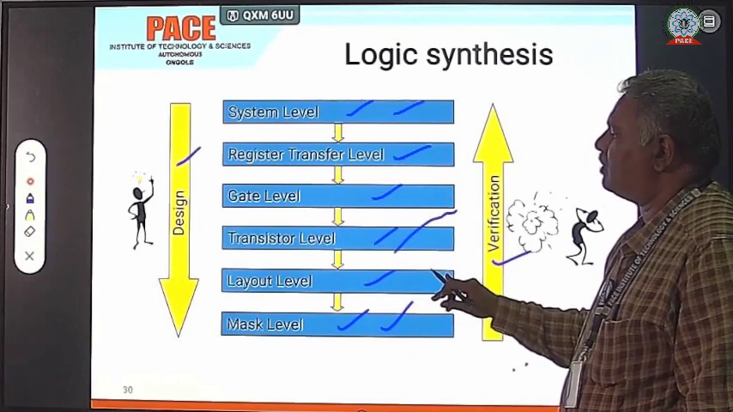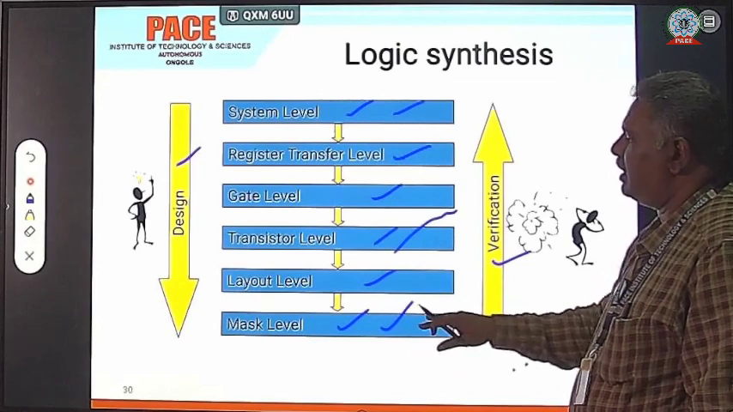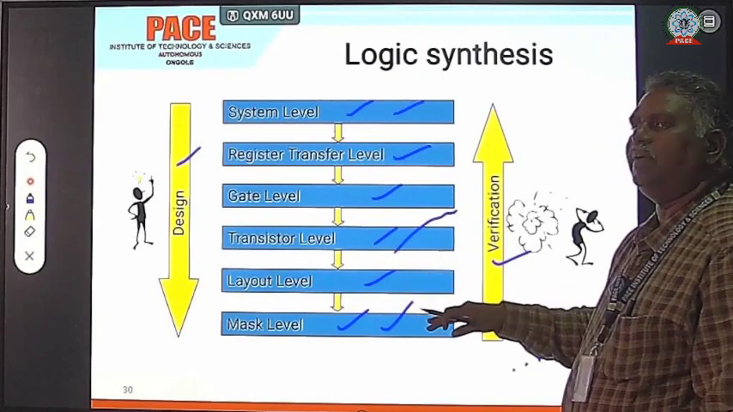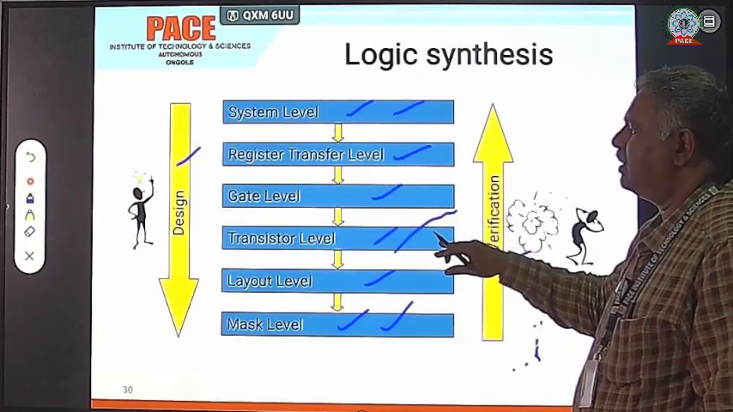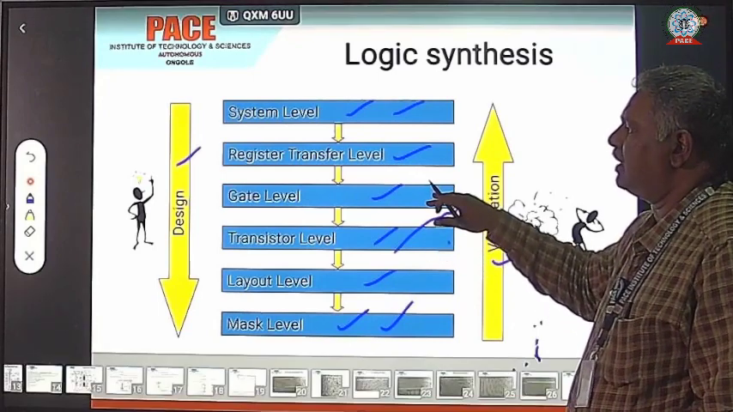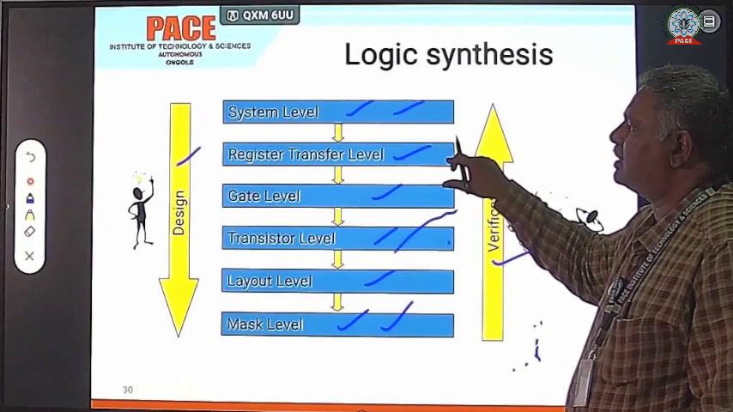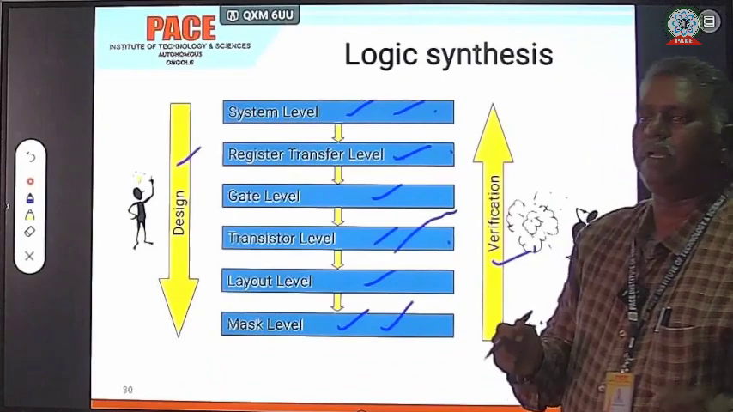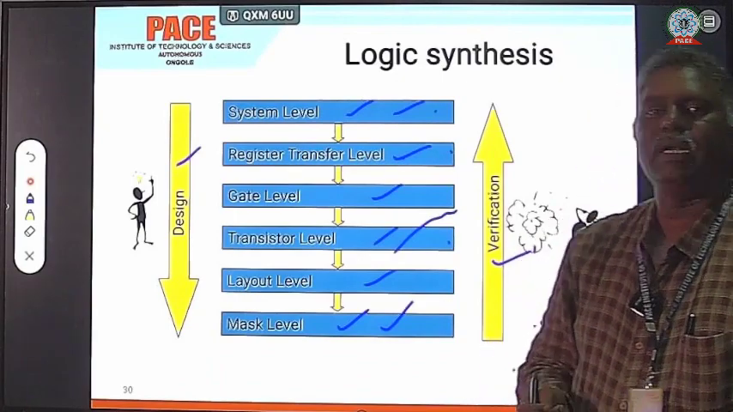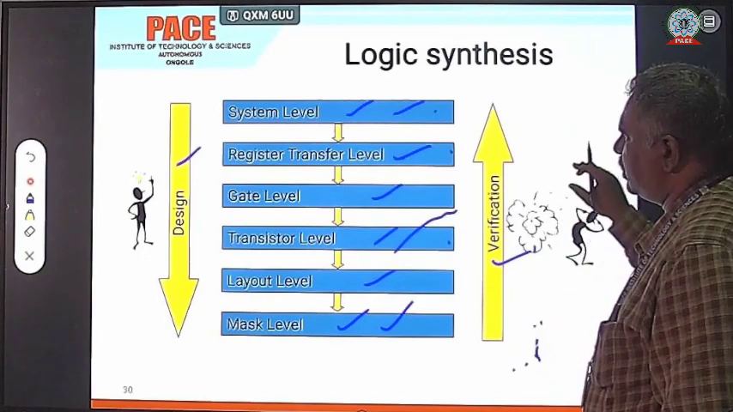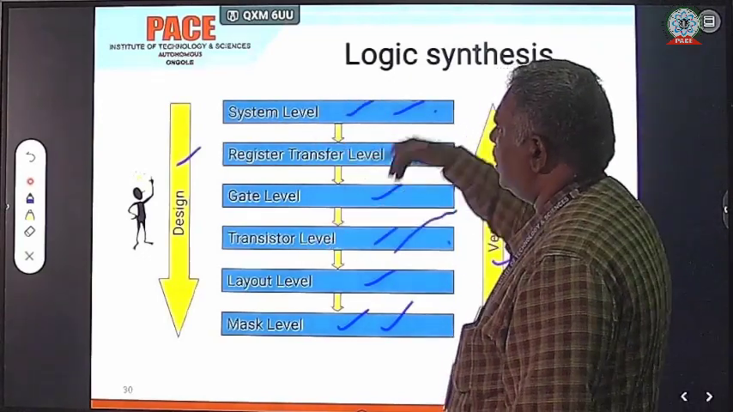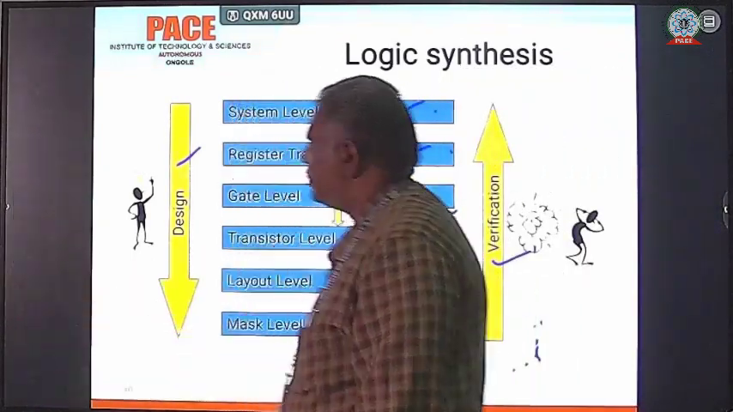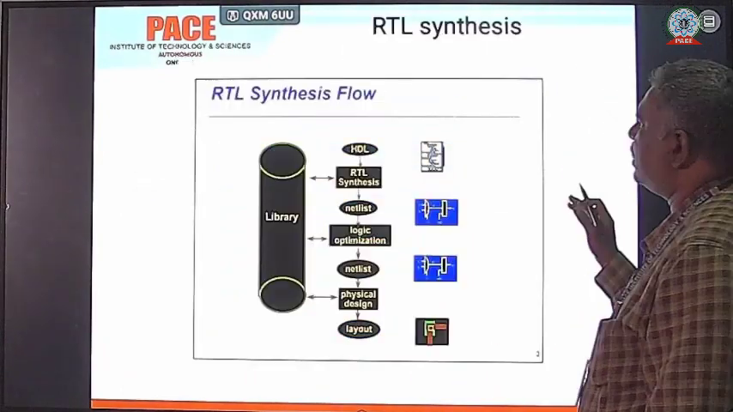If any problem occurs in the mask level, then we have to recheck with the layouts. So the layout level is verified with the transistor level, again verified with the gate level, again the gate level is verified with the register transfer level, and the register transfer level is verified with the system level. The system level is a program, whether it is a VHDL program or Verilog program. Therefore design goes top to bottom, and verification is bottom to top. Next we are going to see how the RTL synthesis flow happens.